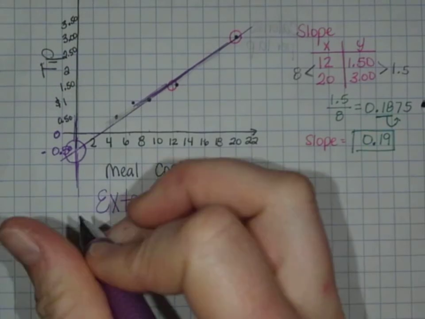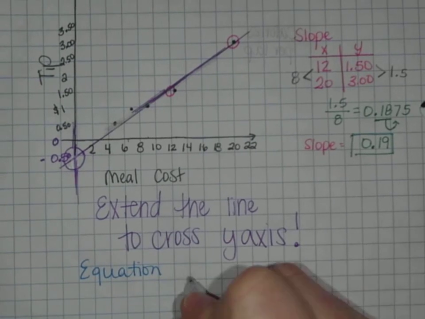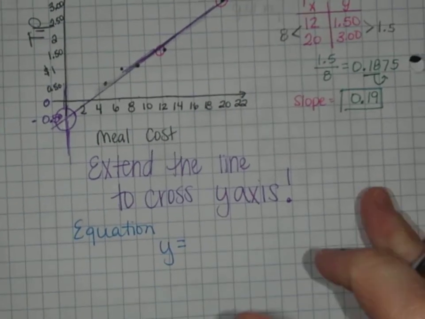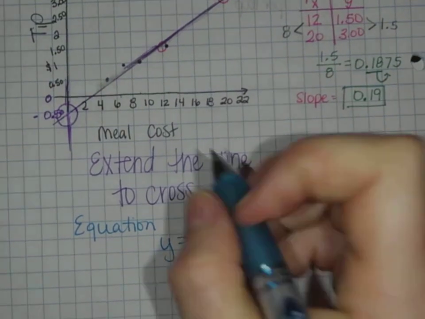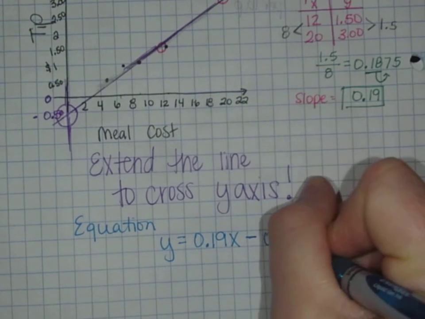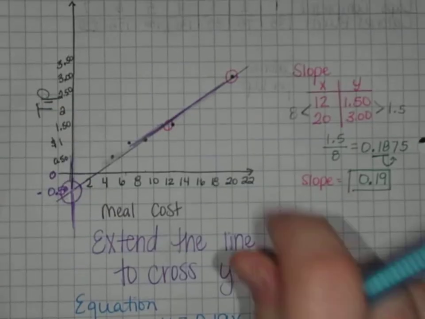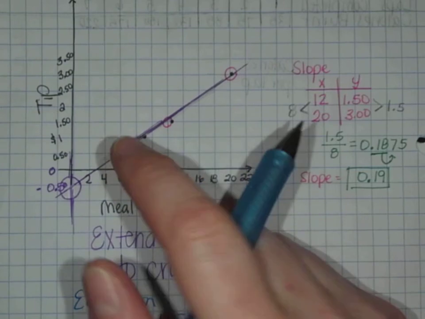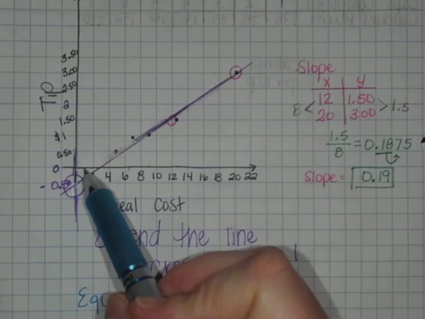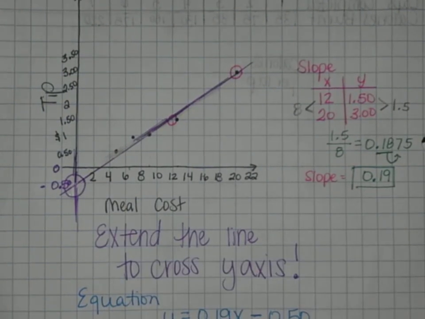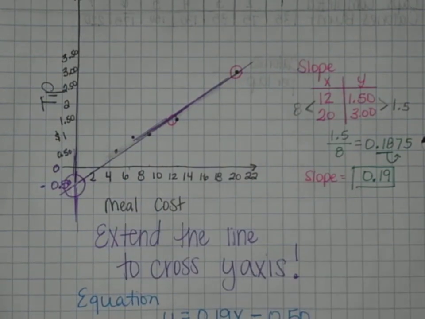So our equation is y equals, we know our slope is 0.19x, and then our y-intercept is negative 0.50. So this equation is just the equation of that line that was the trend. You can see on my line that I probably could have turned it just a little bit more, because if you had a $2 meal, you're probably not going to get a tip. Maybe it would be slightly like 10 cents or something like that.